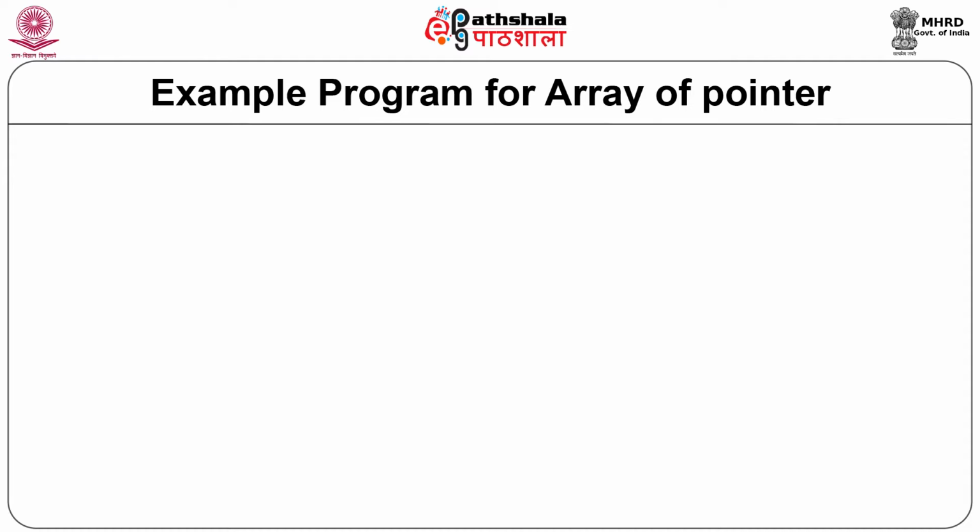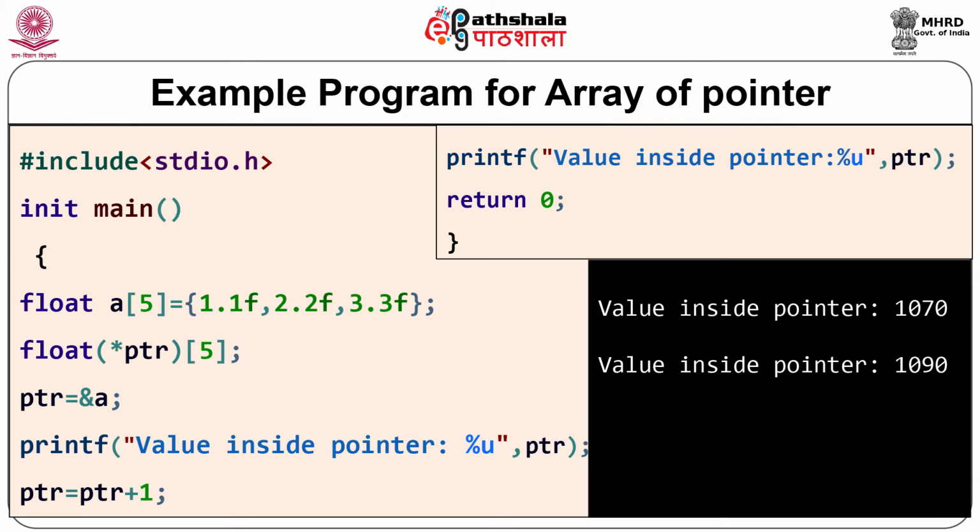In this example, you can see a sample program which includes array and pointers. Let us see the program. In this program, you will find different statements like #include <stdio.h>, that is the header file, then int main(), float A[5] equal to {1.1f, 2.2f, 3.3f...}. So these are the elements of array A. So your array A size is 5 and type of array is float and elements are 1.1, 2.2, 3.3 and so on.